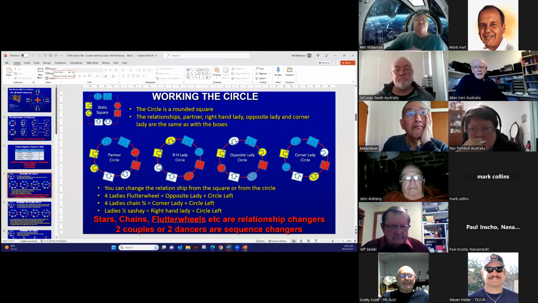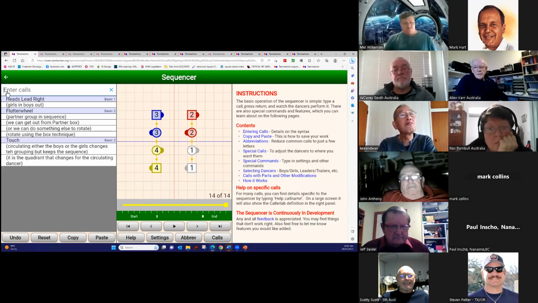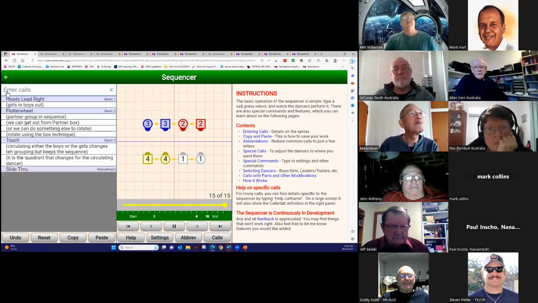It makes no difference. So when we talk about this here, again, rotating the boys or rotating the girls is exactly the same thing. I'm only moving them one position because I'm not changing sequence. All I'm doing is changing who they're with. That's the exact same principle. So you had a slide through. There's my partner lines in sequence.